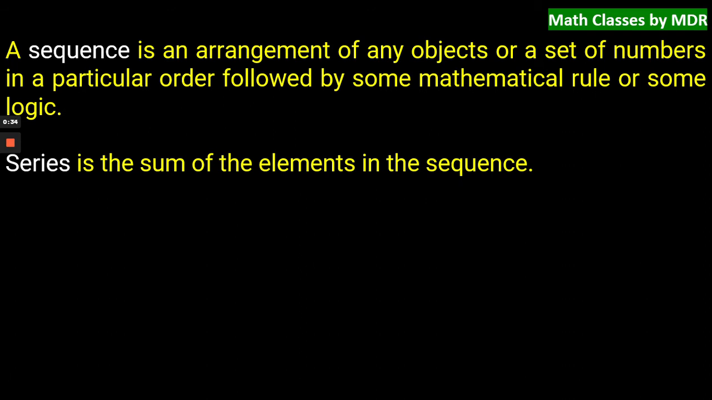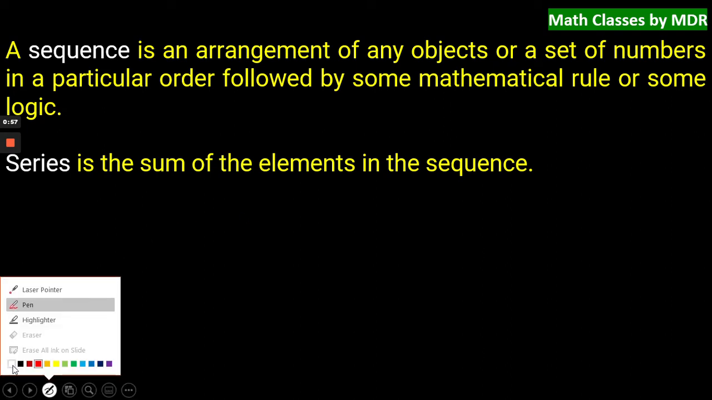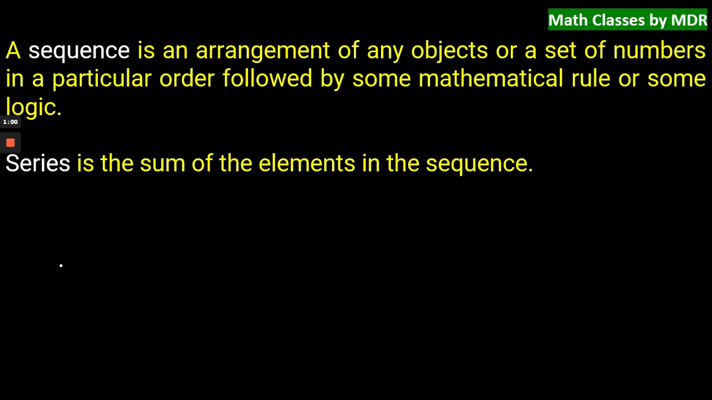A sequence is an arrangement of any objects or a set of numbers in a particular order, followed by some mathematical rule or some logic. A series is nothing but the sum of elements in the sequence. So that means an arrangement of any objects which follows a mathematical order. For example, let us say we have 2, 4, 6, 8. It follows a mathematical order: by adding 2, you will get the succeeding terms.